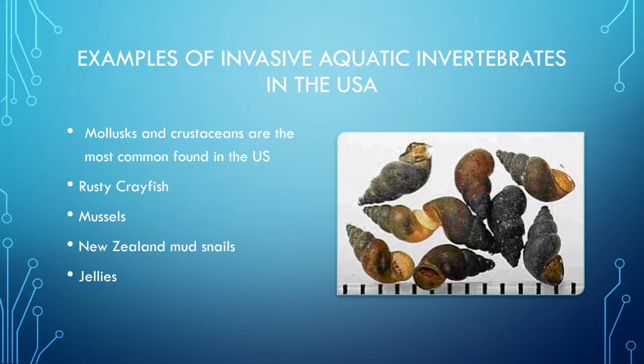So here are some examples of invasive aquatic invertebrates in the U.S. Mollusks and crustaceans are the most common found in the U.S., such as the rusty crayfish, mussels, New Zealand mud snails, and jellies. And here on the right is a picture of the New Zealand mud snails. Now, they are not found in mud, but they are very tiny.